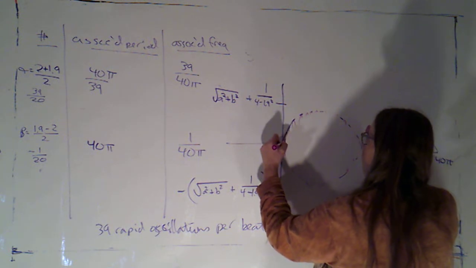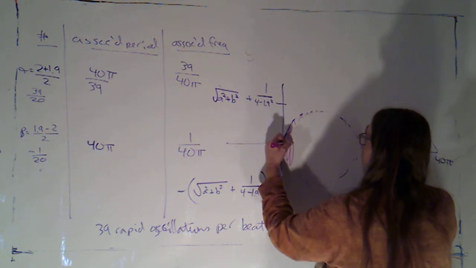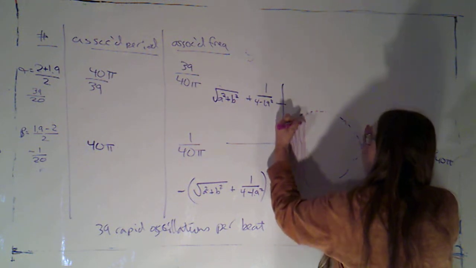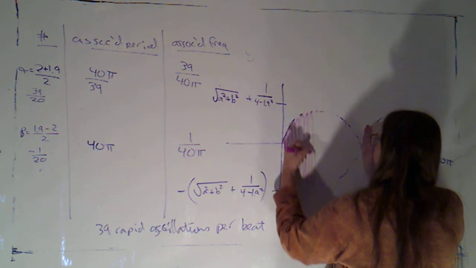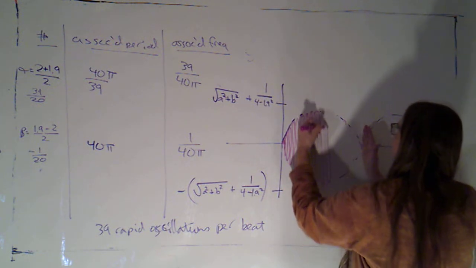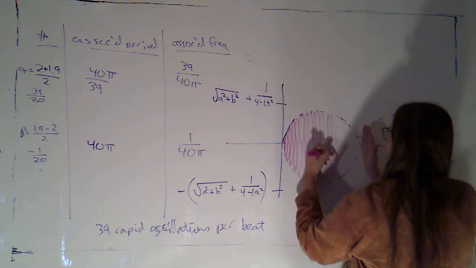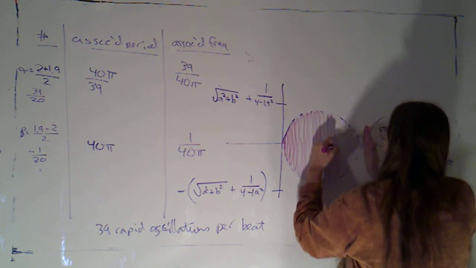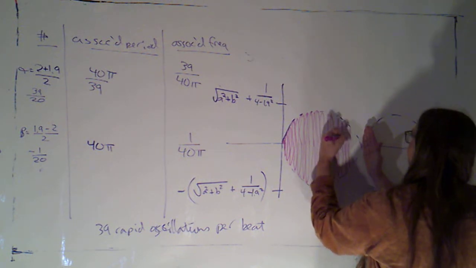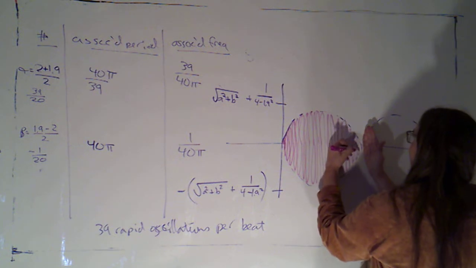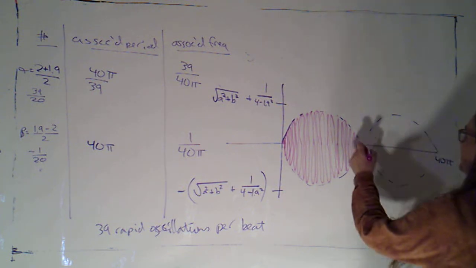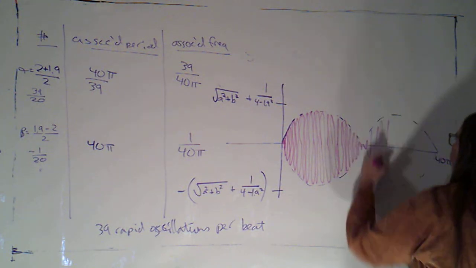Okay, so there's 1, 2, 3, 4, 5, 6, 7, 8, 9, 10, 11, 12, 13, 14, 15, 16, 17, 18, 19 and a half. Holy cow, that's crowded. Okay, now I'm just going to totally estimate here.